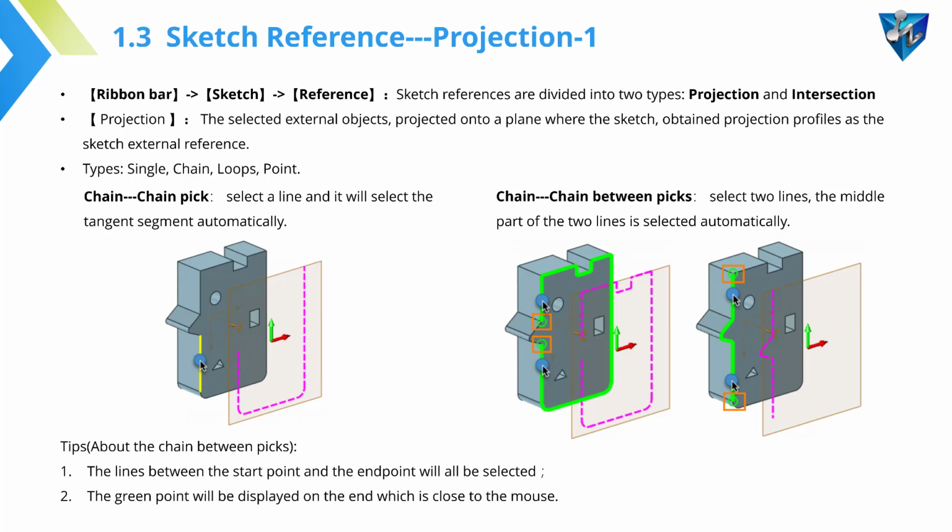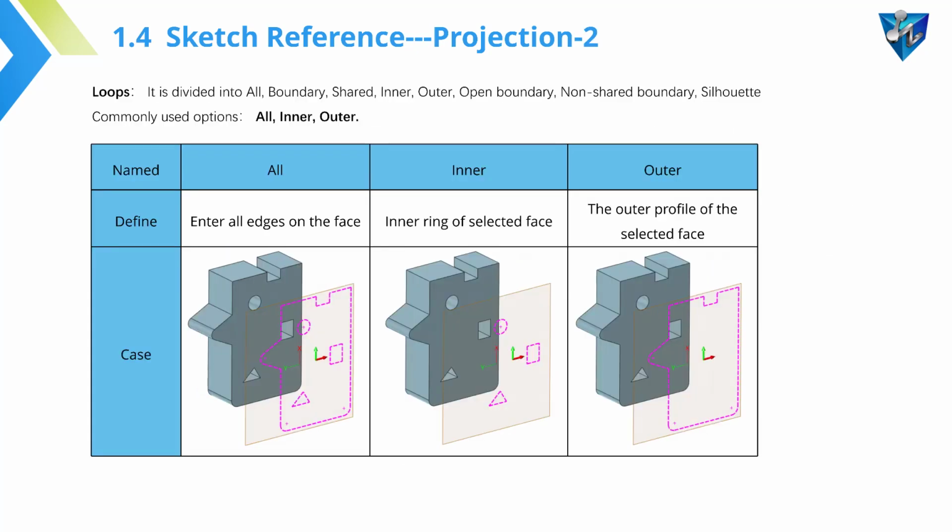And for this case, as you can see, when you get close to this point, the green point will be displayed to the closest end. Another option for projection is the loops. Loops can be divided into several options: all loops, boundary loops, shared, inner, outer, open boundary, no shared boundary, and silhouette. But normally, just three of them are most commonly used, and they are all, inner and outer.